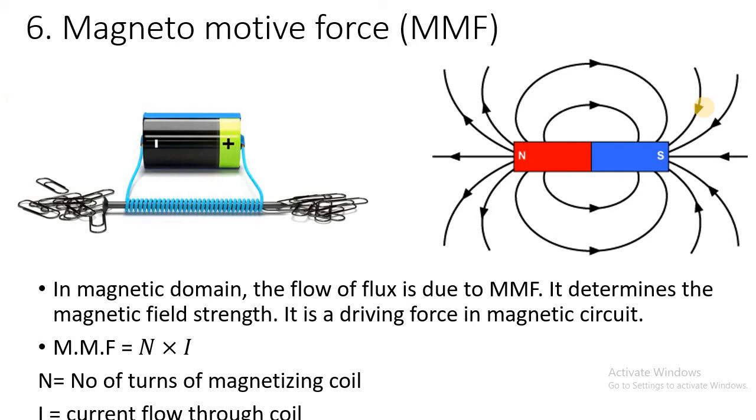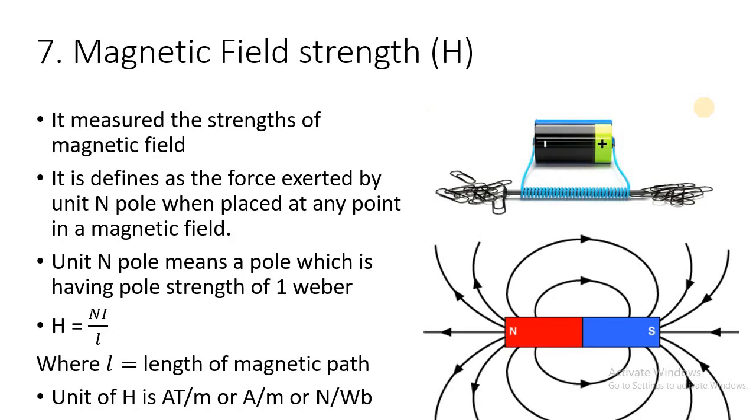Okay. Now the next term is magnetic field strength, which is denoted by H. Just see, what does it measure? It measures the strength of the magnetic field. So how is it defined? It is defined as the force exerted by a unit N pole when placed at any point in a magnetic field. Means this magnetic field strength is calculated by the force exerted by the N pole.